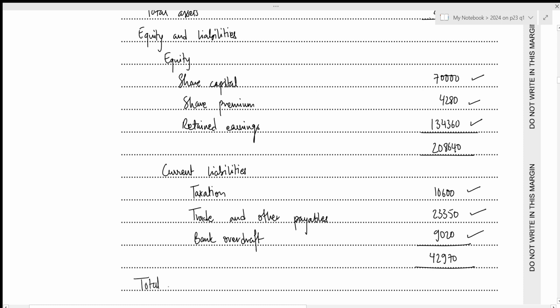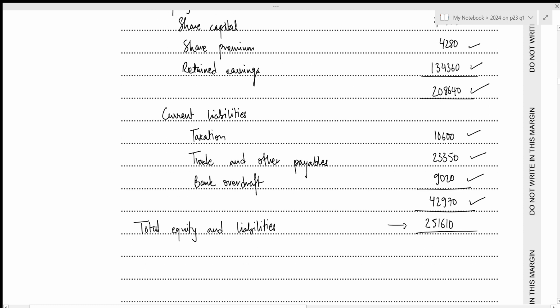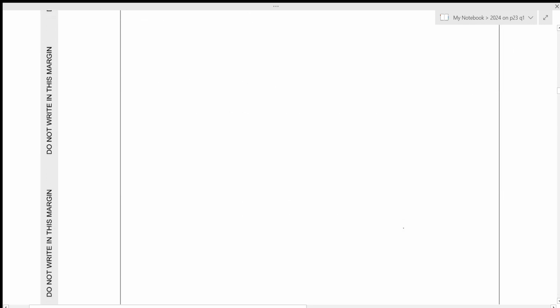Now we need our total equity and liabilities. So that will be the sum of our total equity and total current liabilities, 208,640 plus 42,970, which results in 251,610. In this case, we can see that the total asset is equal to the total equity and liabilities, which means that our statement of financial position is correct. That is all for the third part. Let's move towards the next one. And remember to show all of the workings that we did within the insert within this particular box so that you get your markings correctly.